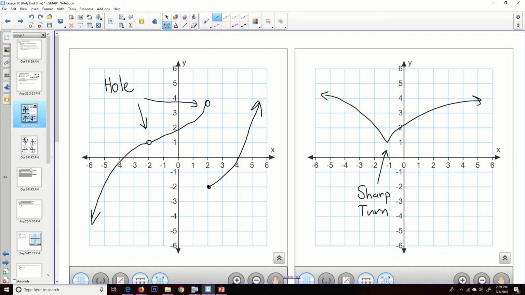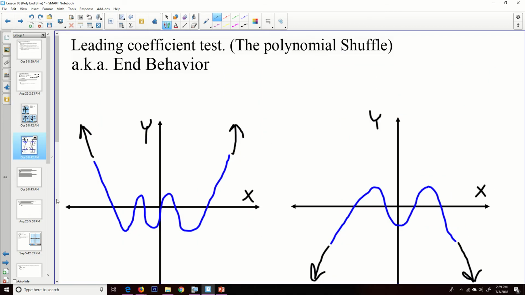All right, let's talk about the end behavior. The end behavior is called the leading coefficient test. If you were in my Honors Algebra 2 class last year, I did the polynomial shuffle for you. Unfortunately, this medium does not allow me to do that. But essentially, the leading coefficient test tells you that you can determine what the end of the function is doing as you go to extreme x values based on the highest degree term and its leading coefficient.